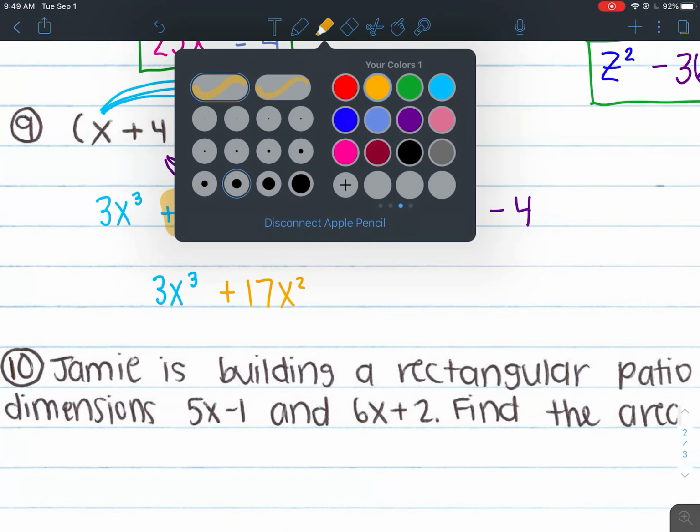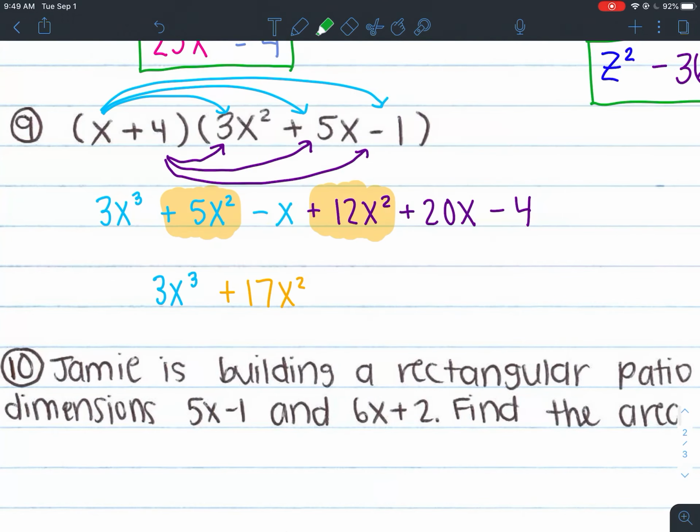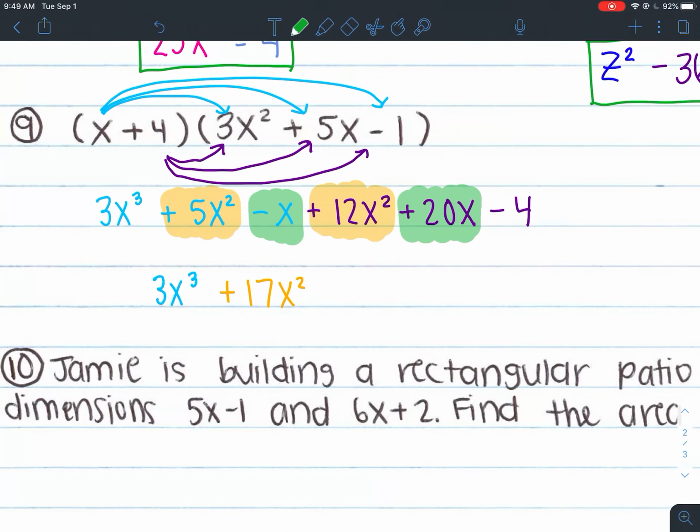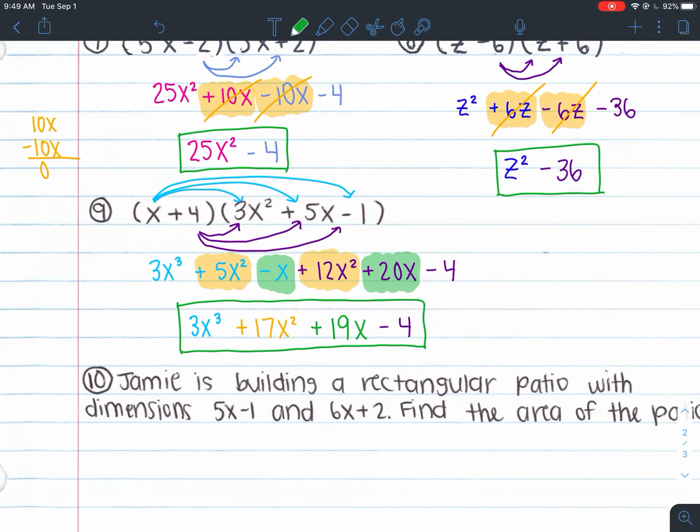But then I have another set of like terms. You want to be super careful and check for those like terms. You have negative x and positive 20x. Well, negative 1 plus 20 is going to be positive 19. So you have positive 19x there. And then that 4 on the end doesn't have any like terms, so you're going to leave it as is. So you are now finished with this expression because you no longer have any like terms.